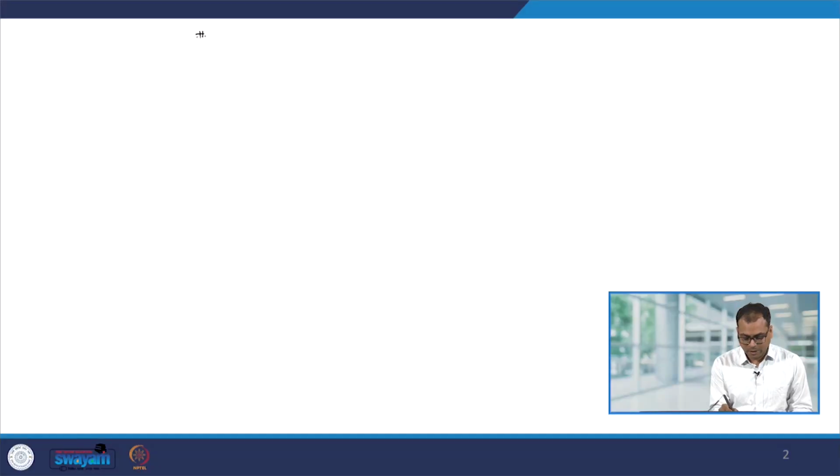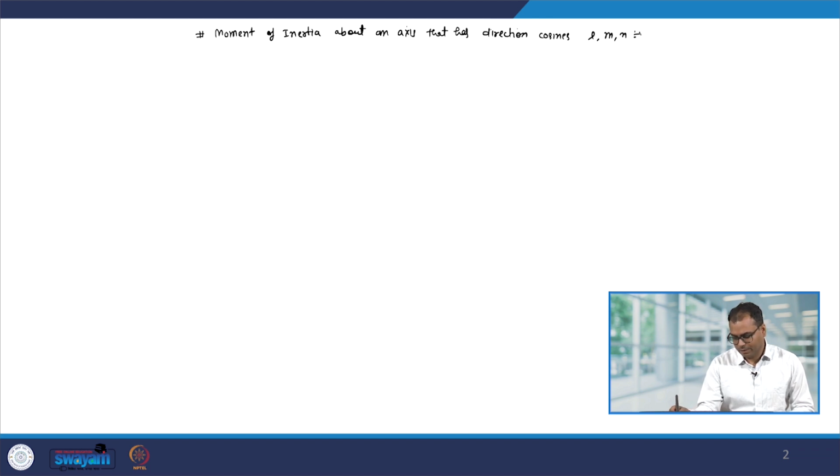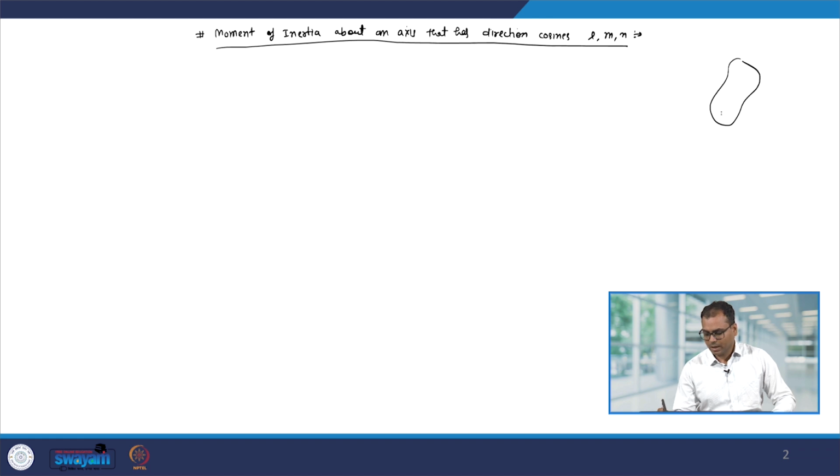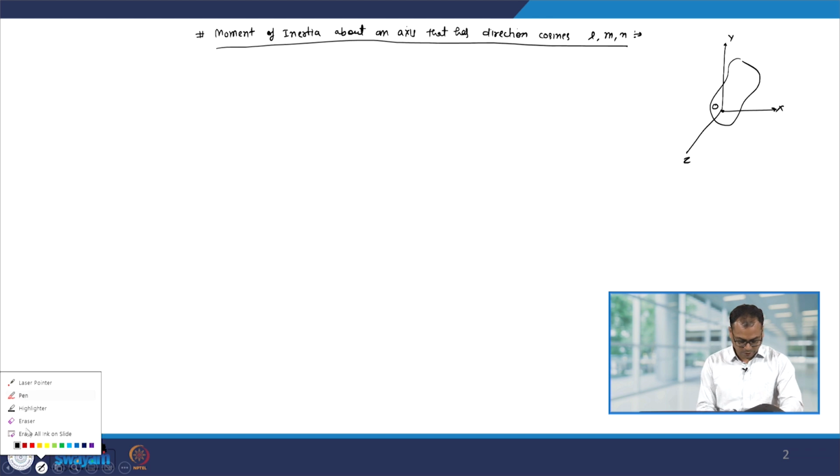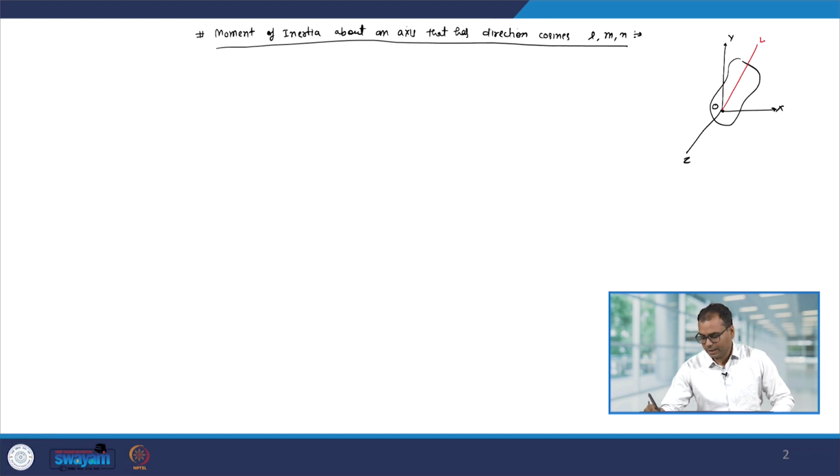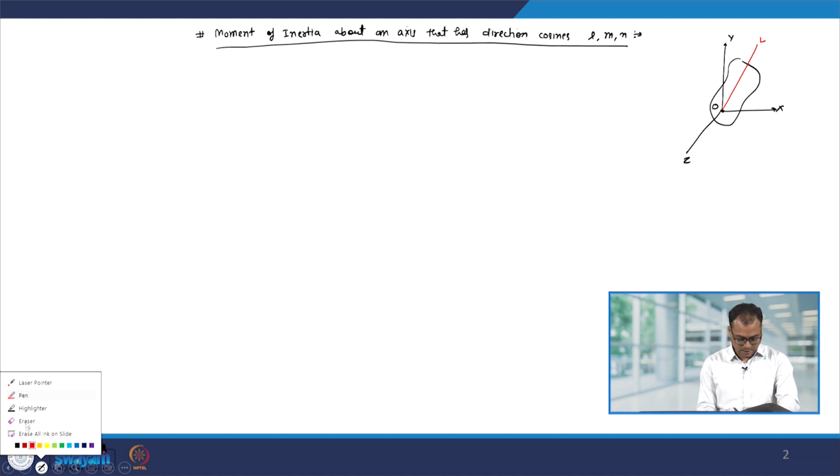So, the moment of inertia about an axis that has direction cosines, let us say L, M and N. Remember, I have a rigid body and let us say a point O is given, and this is the x axis, y axis and z axis, and then I want to find out the moment of inertia of this rigid body about an axis OL whose direction cosines are L, M and N.